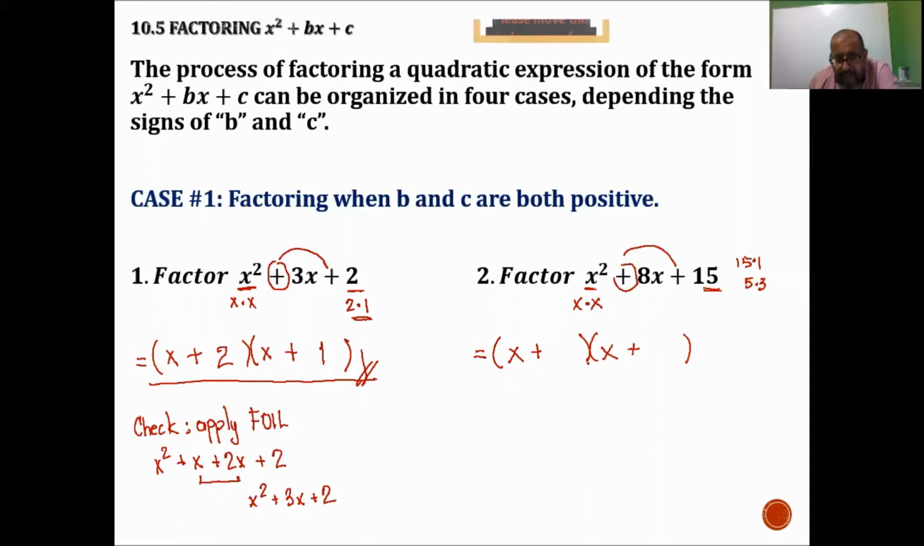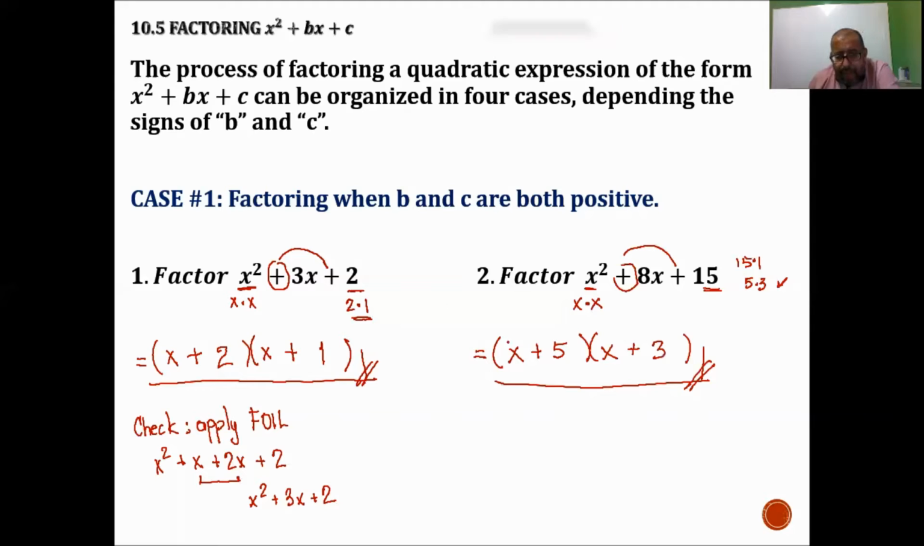The two signs are equal in the parentheses. Then I look for two numbers whose multiplication is 15 and whose addition will be 8. And in this case, this is the only combination that works. So we write 5 in the first parenthesis. We write 3 in the second parenthesis. And there we have the problem completely solved.